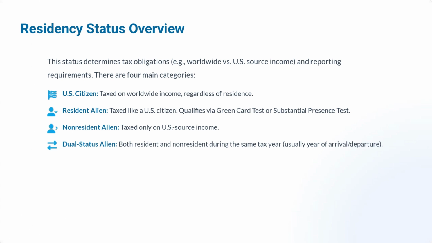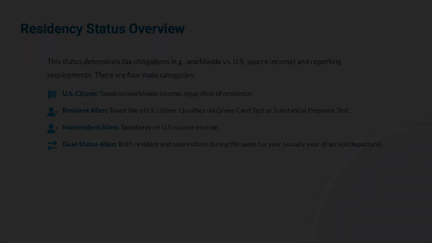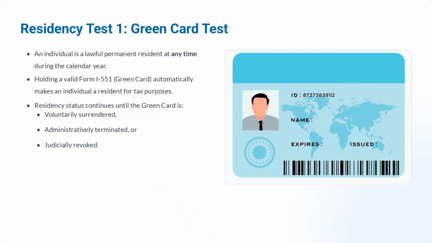Number 1. US citizens. US citizens are always taxed on worldwide income, regardless of where they live. This includes wages, foreign bank interest, foreign property income, and overseas business income. Citizens living abroad may qualify for the foreign earned income exclusion, FEIE, the foreign tax credit, FTC, and the housing exclusion, but they still must file.